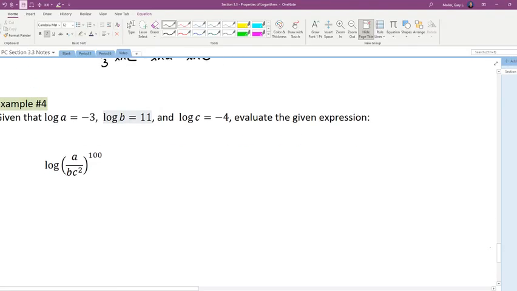All right. Last real example. Given that log base a is -3 and log base b is 11 and log base c is -4, evaluate. All right. Well, as it stands, I don't know what log of a is because it's all buried in the middle here. So I hope it's obvious what we need to do is expand this. So this 100 applies to all of this stuff. So I could do one of two things. I can give each of them the 100, or I could just bring the 100 out front.